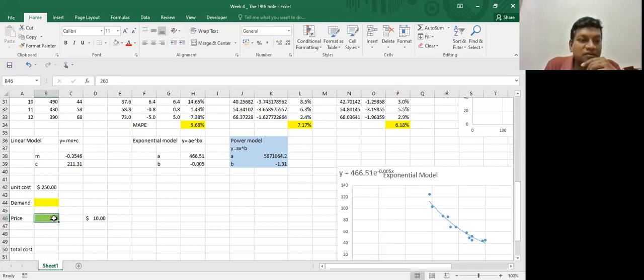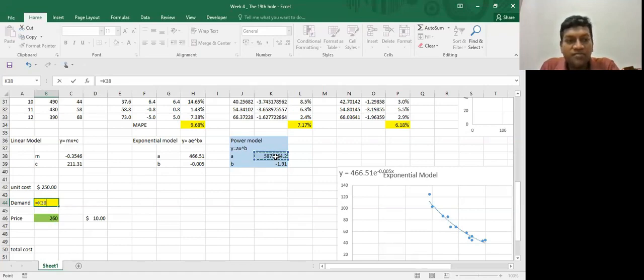If the price is 260, what is going to be the demand? And that demand we are going to get from our model. That is going to be y equal to a x raised to b. That a value we pick up from here, multiplied by x, where x here is the price, raised to b. And let me lock in these values here with F4.